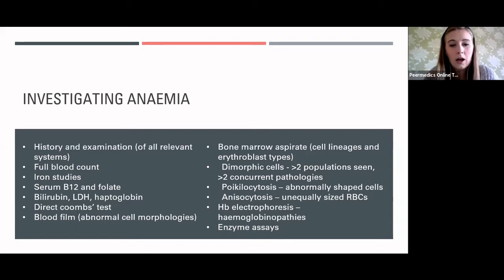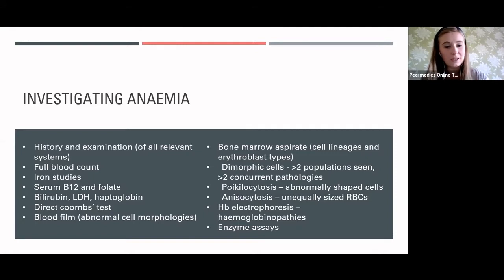And I've included some terms here that you might read about in textbooks, which to me never make sense until they're explained. So if you see something that says a sample had dimorphic cells, that just means there are at least 2 populations being seen, and you only get at least 2 populations if there are 2 concurrent pathologies going on. So it could be that you've got a patient who has iron deficiency and also has B12 deficiency, and you would pick that up based on what you see in the aspirate.